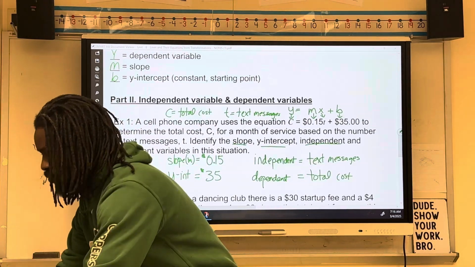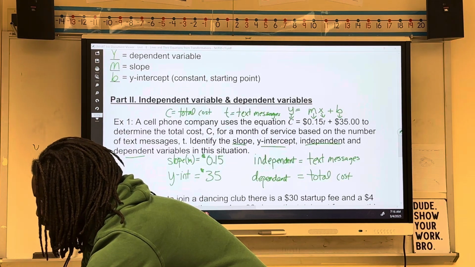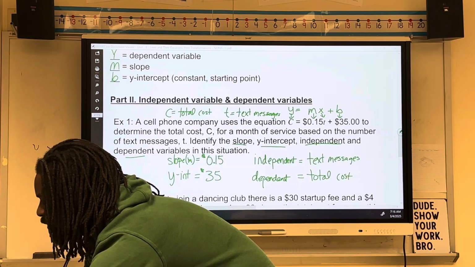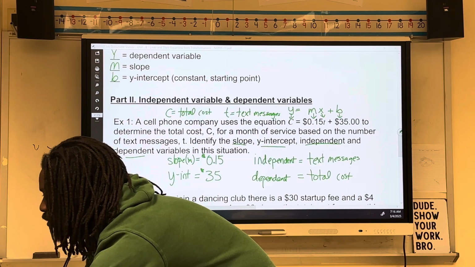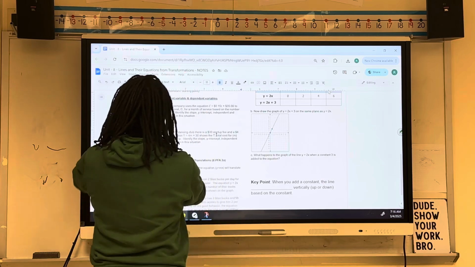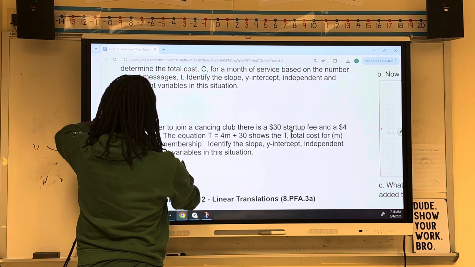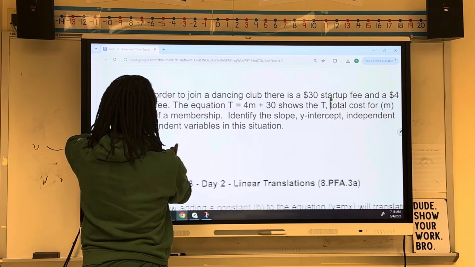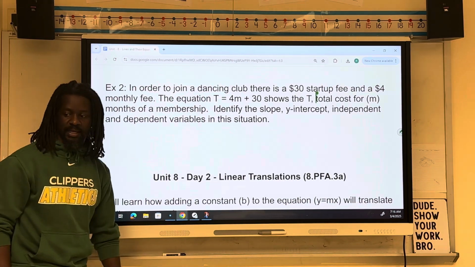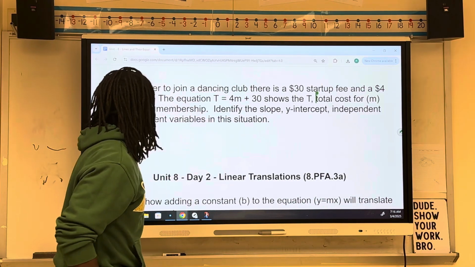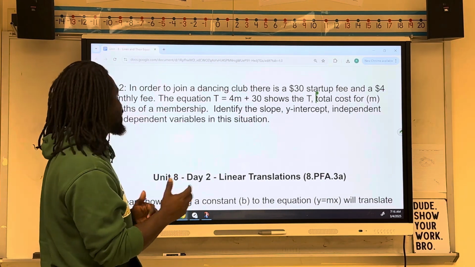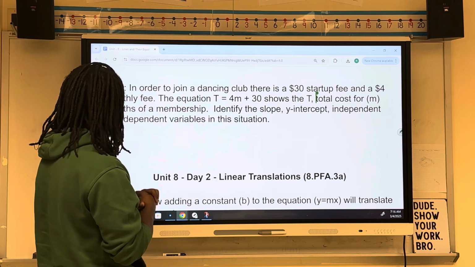Here's what I've got to do. I'm going to do the next example, but it's actually not updated here, so I've got to move this over, and here is our next example. I want you to read it and then identify and do what it says. Pause the video and see if you can identify the slope, the y-intercept, and the independent and dependent variables in this situation.